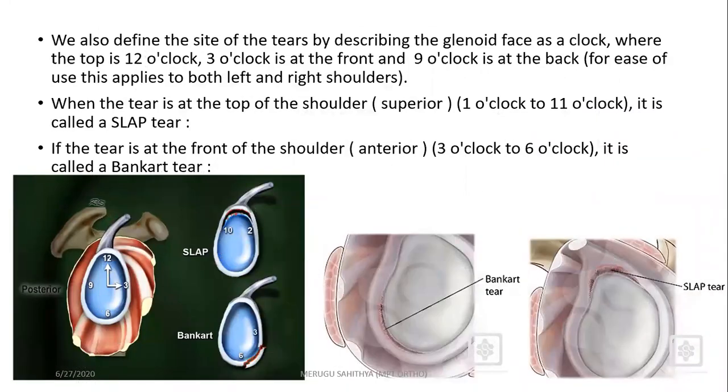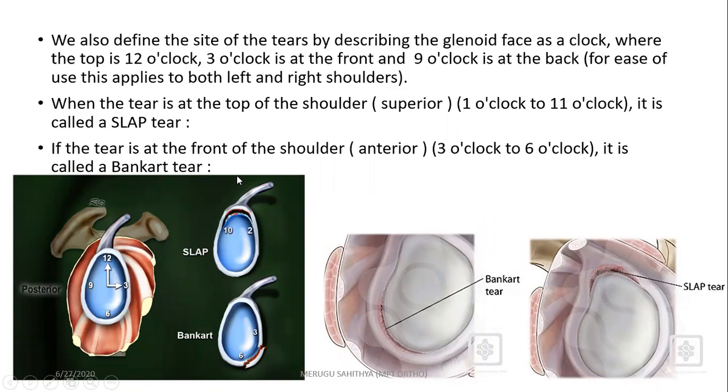So we also define the site of the tears by describing the glenoid face as a clock, where the top one is at 12 o'clock, 3 o'clock is at the front, and 9 o'clock is at the back. For ease of use, this applies to both left and right shoulders. And when the tear is at the top of the shoulder, that is superior, 1 o'clock to 11 o'clock, it is called a SLAP tear.